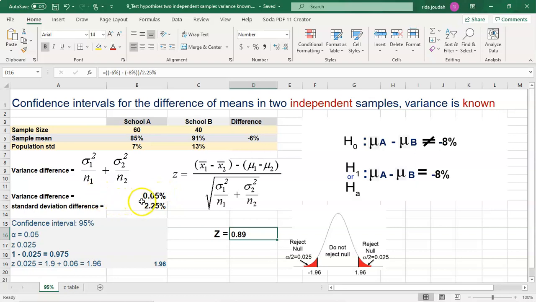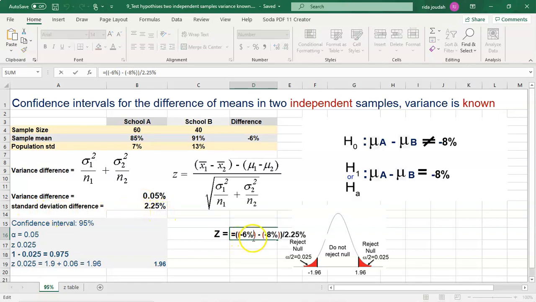So the variance difference is 0.005. The standard error difference is 2.25%. So minus 6% minus 8% divided by 2.25%, which is the standard error. And based on that, the Z value equals 0.89.